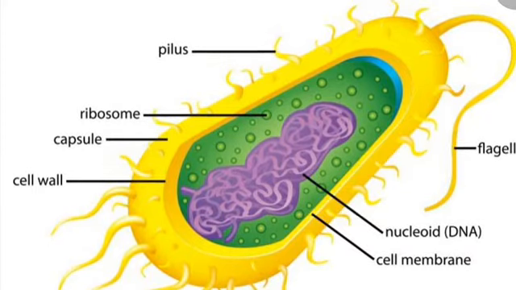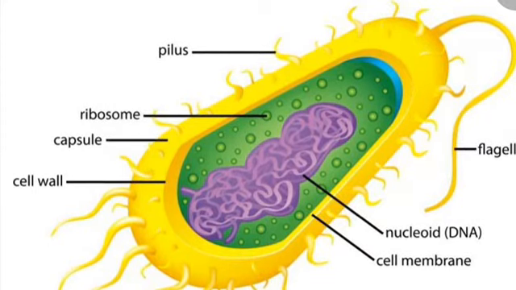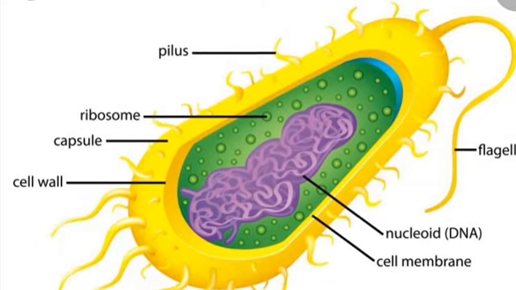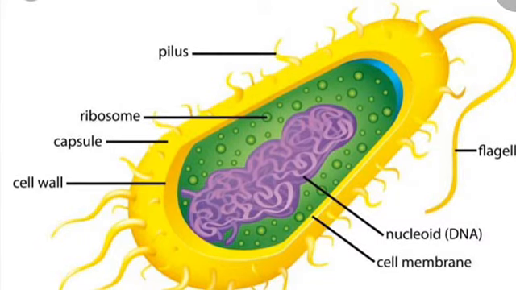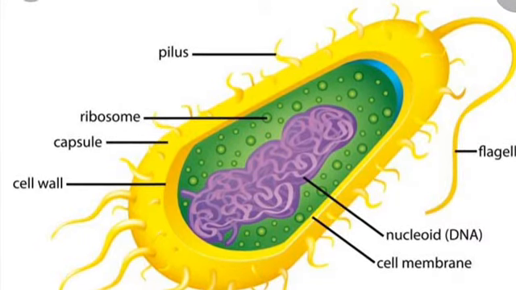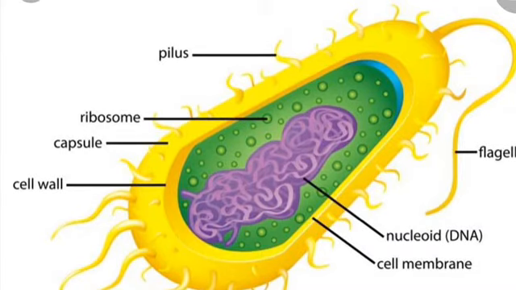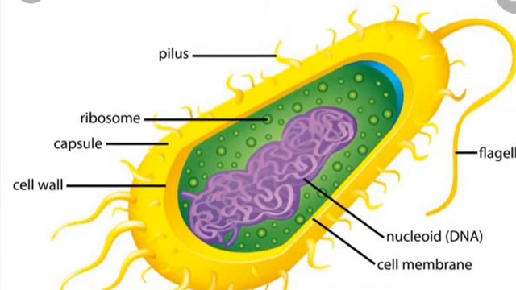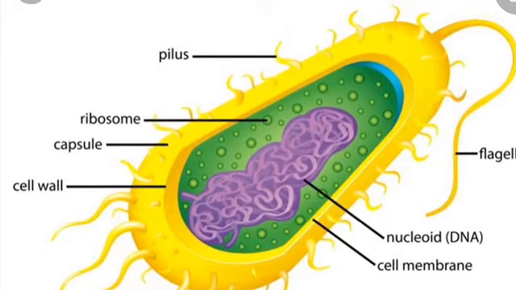An example of prokaryotic cells is going to be bacteria. And when you think of eukaryotic cells, you should be thinking about protists, plants, and animal cells.